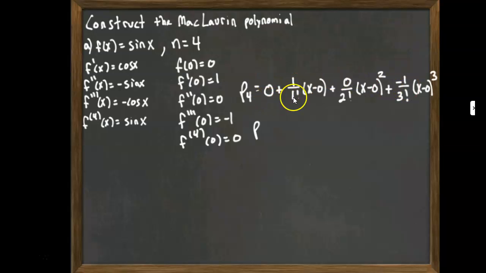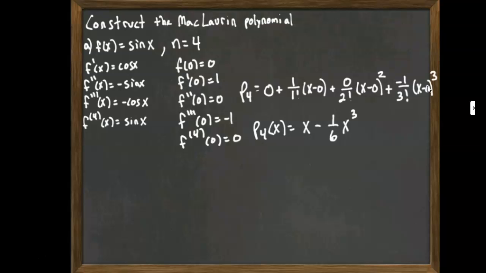Just like that, that term's going to drop away, and that term's just going to drop away. So all we're going to end up having for the fourth degree Maclaurin polynomial for sine is just the x term and the cube term. So P4 is equal to x minus 1/6 of x cubed. That's the Maclaurin polynomial, centered at 0.